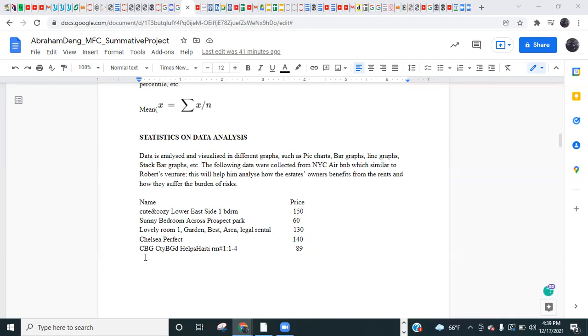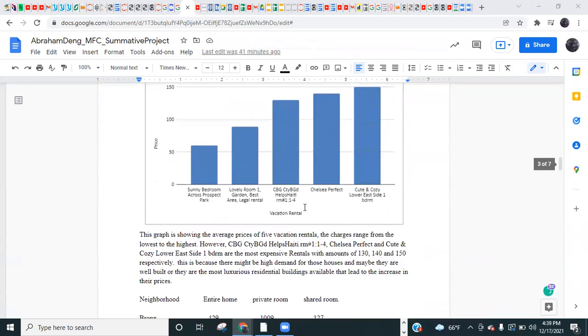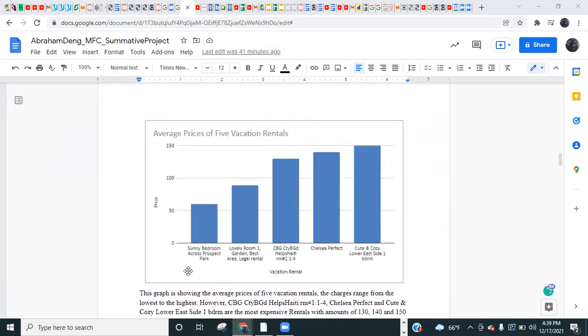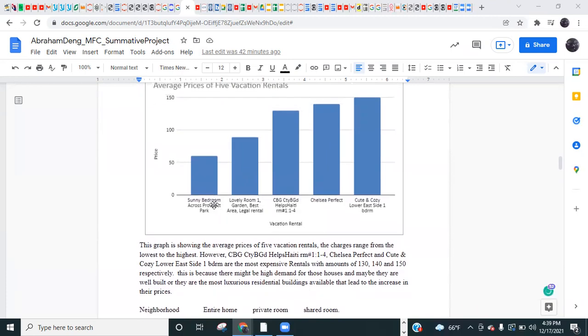We look at our first data here, which is the names of the rental houses and the prices. We see our data in a bar graph showing the increase. In our recommendation, we say this graph is showing the average prices of 5 vacations. These are 5 vacations with their prices, and we see that it goes from the smallest to the largest bar, which shows the change from the least amount to the highest amount.